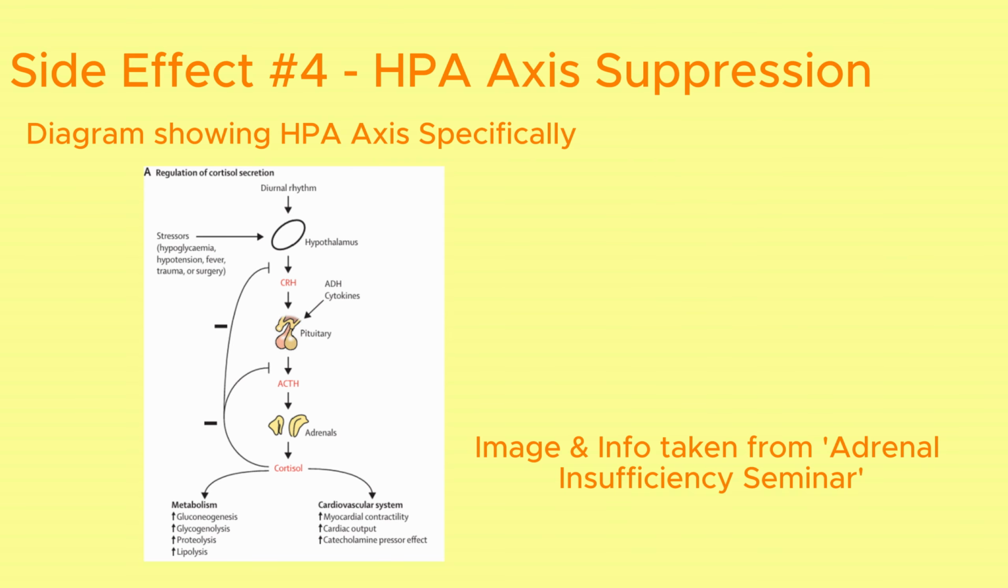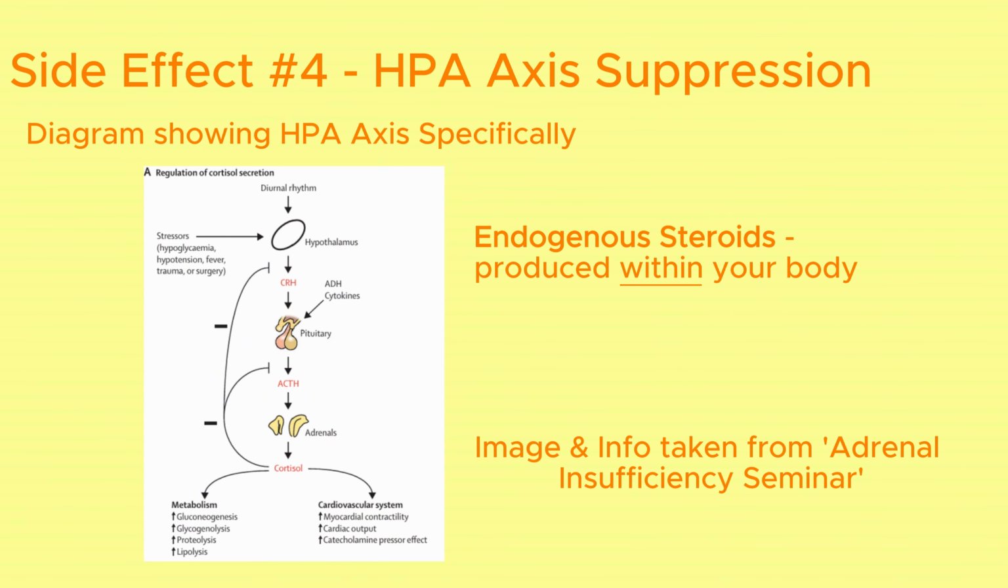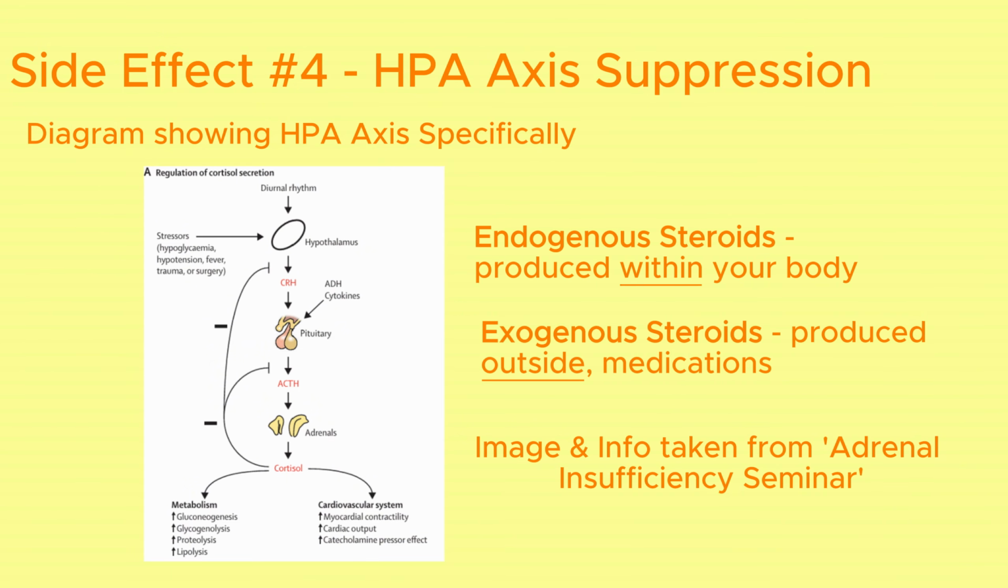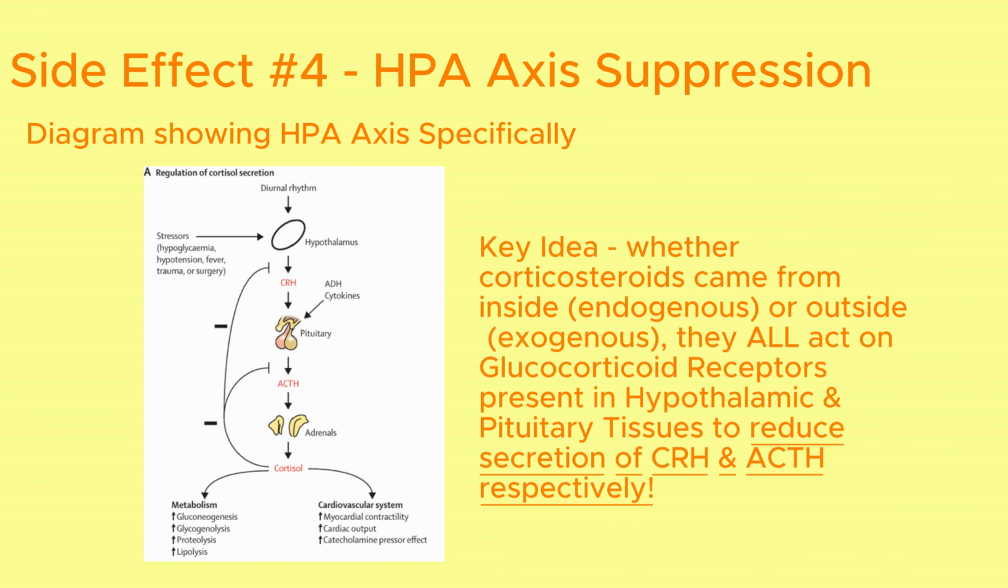In this system, both endogenous, meaning corticosteroids synthesized by your body, and exogenous corticosteroids, which means corticosteroids coming from medications, serve as negative feedback signals, meaning that corticosteroids act on glucocorticoid receptors in both the hypothalamic and pituitary glands to suppress the release of corticotropin-releasing hormone and adrenocorticotropic hormone, thus preventing further release of corticosteroids from the adrenal glands, hence the term hypothalamic pituitary adrenal axis, or HPA.